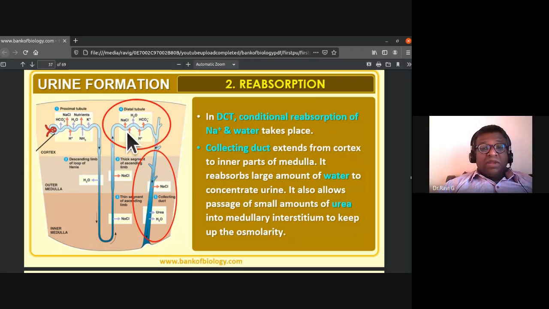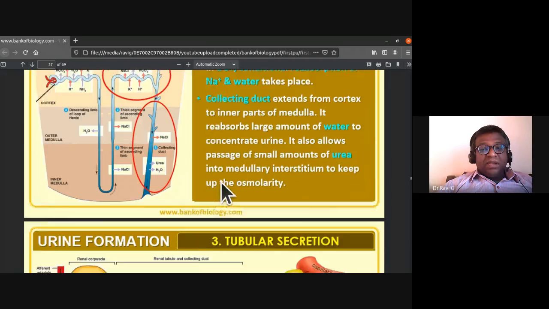In the distal convoluted tubule, there is reabsorption of sodium ion and water taking place. The collecting duct, which extends from the cortex to the innermost part of the medulla, reabsorbs a large amount of water to concentrate the urine. It also allows passage of a small amount of urea into the medullary interstitium to keep up the osmolarity. So that is what is being done here.